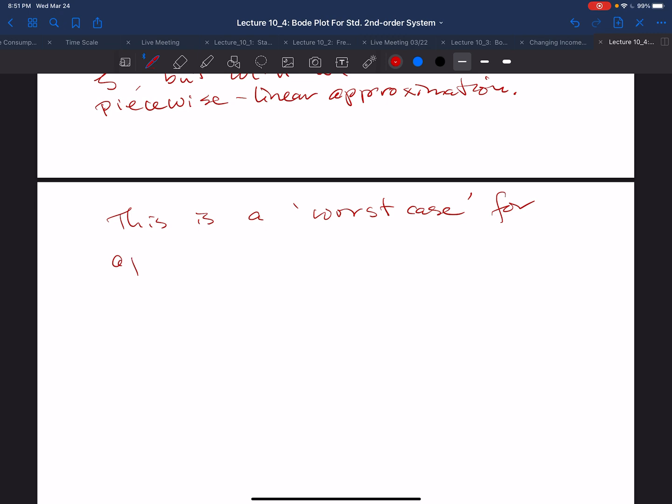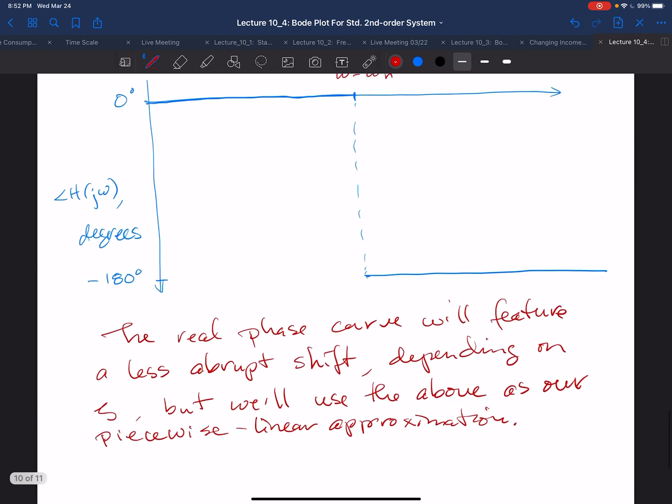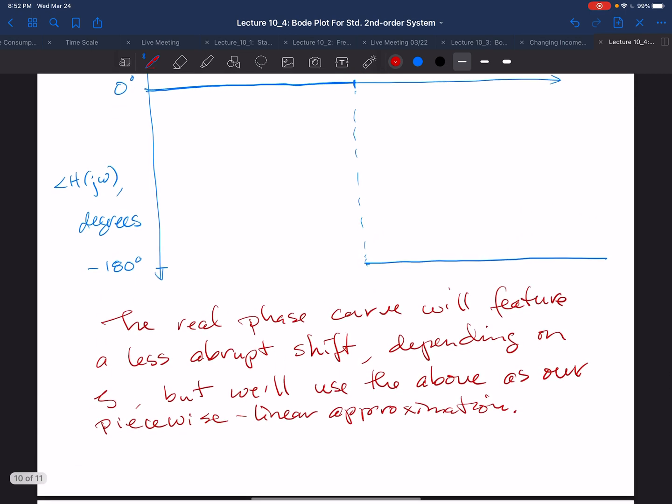So I would say that this is a worst case for applications such as control. So just keep in mind that depending on the value of zeta, the transition of the phase shift from 0 degrees to minus 180 could occur very abruptly. For that reason, we use this sort of step change.